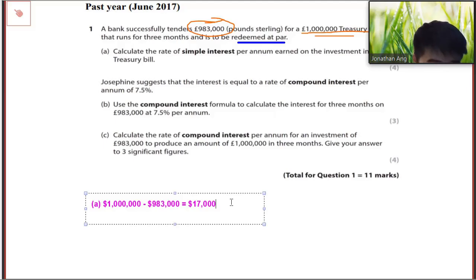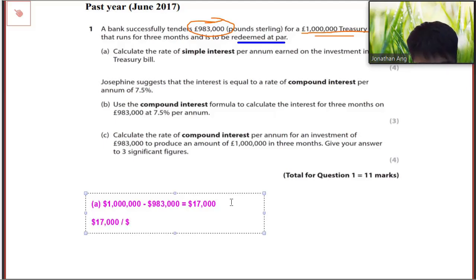So what else do you have? 17,000. You will take the 17,000 divided by 983,000. You don't divide by 1 million. You use 983,000 and you earn 17,000. You will calculate the return based on the amount you have invested, not $1 million. Whenever you calculate returns, you always calculate what you earn from what you invest. You don't calculate on what you don't invest. You invested 983,000, then you multiply with 100%.